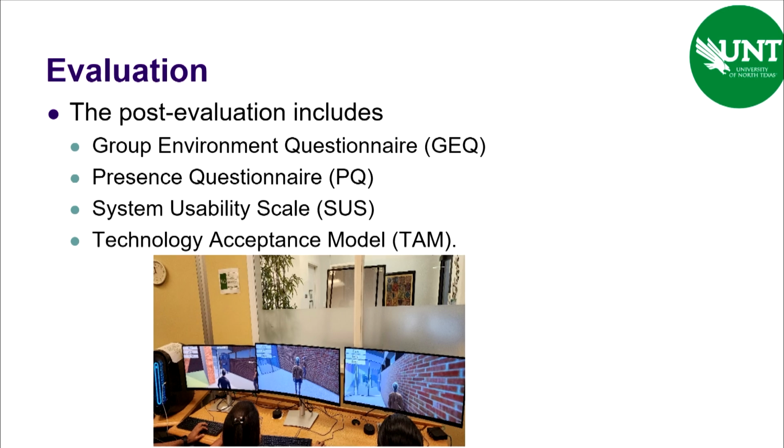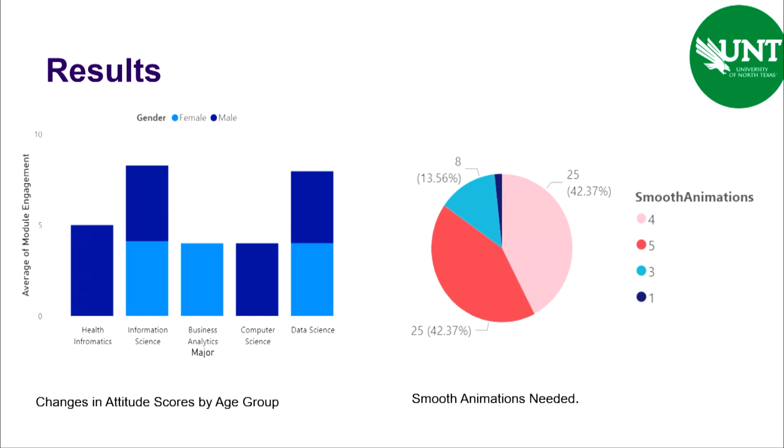Okay. So we did a very thorough evaluation. We took a look into GEQ, Group Environment Questionnaire. We looked into Presence Questionnaire, System Usability Scale, Technology Acceptance Model, and we looked into a lot of things. So out here, this is kind of showing the changes in attitude for scores. And out here, it shows 43% of the respondents believe that smooth animation is necessary. So this means that less than half of the survey participants found smooth animation needed to be one of the important features.